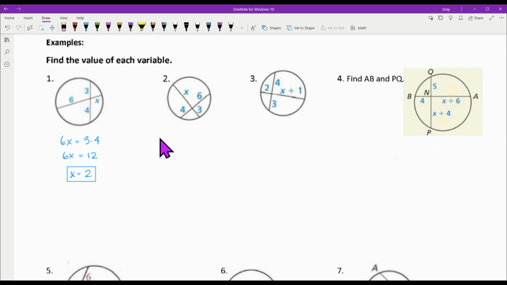So here I have 3 times x equals 6 times 4. 4 times 6 does not matter. It's multiplication, it's commutative. So 3x equals 24 and x equals 8.